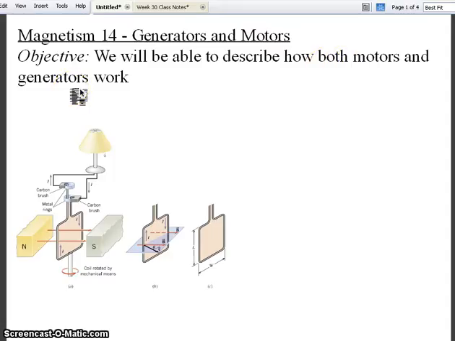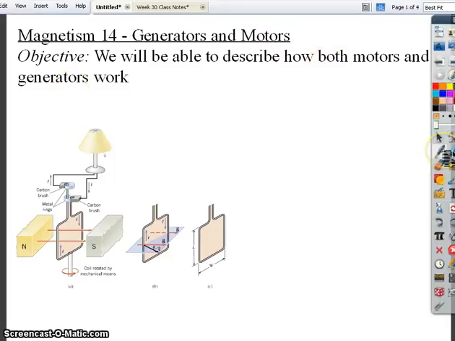So we're just going to give a basic description of each one of those, because these two things are very important to how most things we use operate. It's all based on magnetism for the most part. So let's start off with generators.